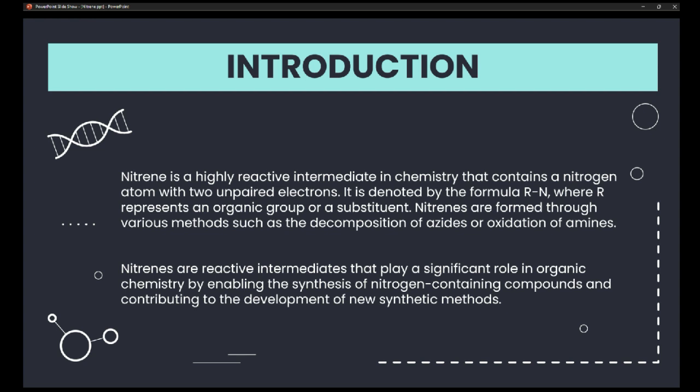It is denoted by the formula RN, where R represents an organic group or a substituent. Nitrenes are formed through various methods such as the decomposition of azides or oxidation of amines. Nitrenes are reactive intermediates that play a significant role in organic chemistry by enabling the synthesis of nitrogen-containing compounds and contributing to the development of new synthetic methods.